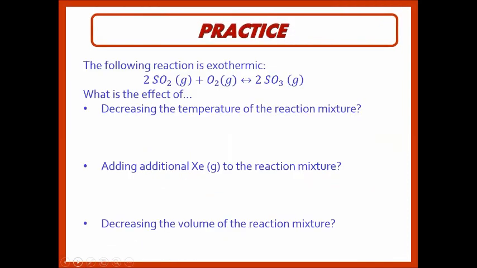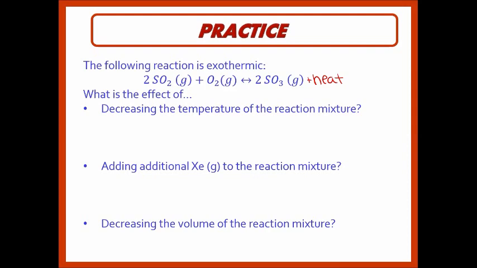Okay, so let's try an example to make sure that we understand all of these concepts. So we have the following reaction, which is exothermic, meaning that heat is a product. We're asked to discuss the effect of 3 different scenarios, and the first scenario is the effect of decreasing the temperature of the reaction mixture.